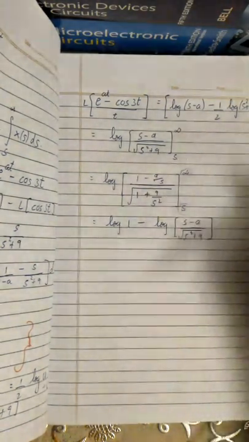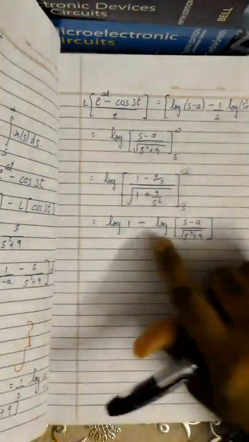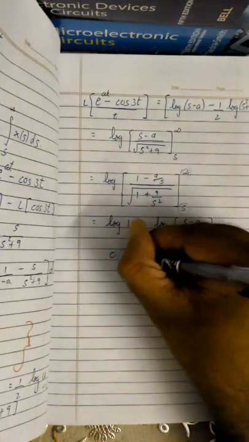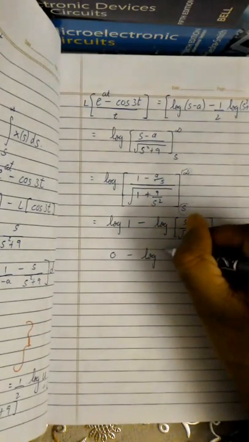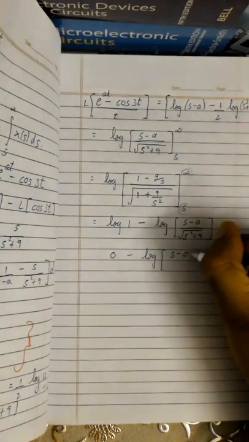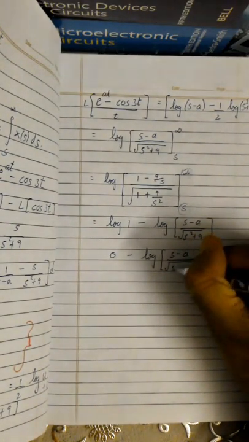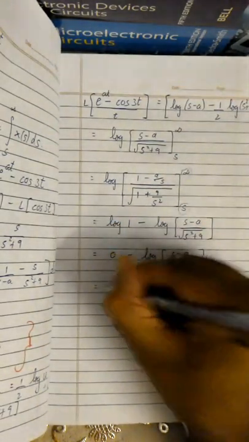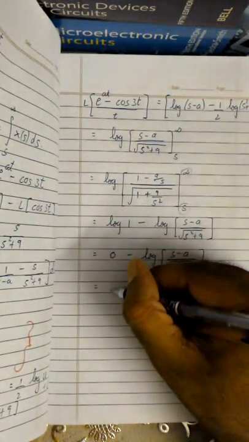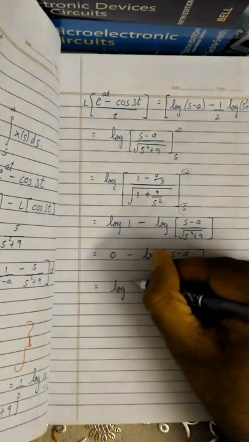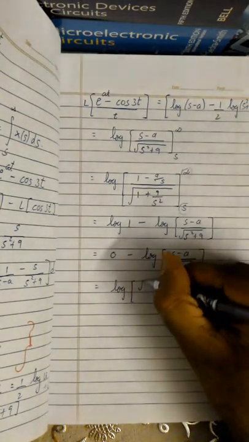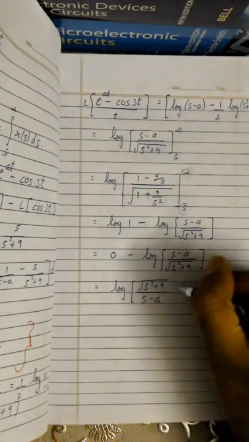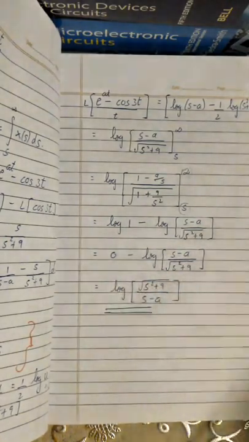Log 1 is 0, and minus log of s minus a by root of s square plus 9 is nothing but 0 minus log of s minus a by root of s square plus 9, and this is nothing but the reciprocal of this. If you want to remove the log and the minus sign, you should simply take the reciprocal. So this is your answer: root of s square plus 9 by s minus a. Okay, this is your answer.